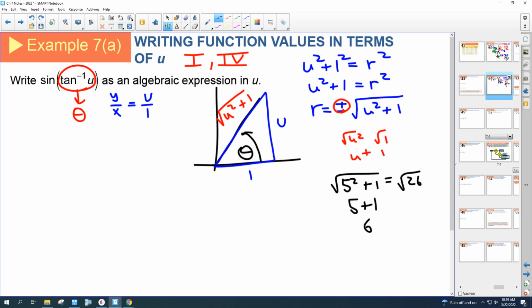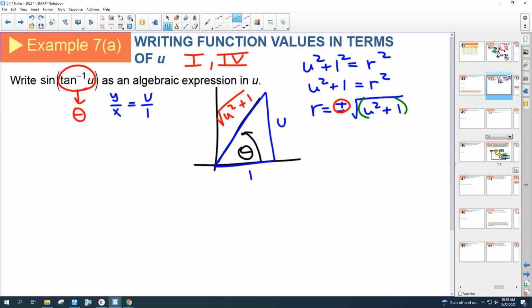It has to do with the order of operations. Do not do that mistake right there. All right. The square root implies there are parentheses there. You'd have to do that before the square root. Anyway, long story short, we just found the radius of the circle is square root of u squared plus 1.